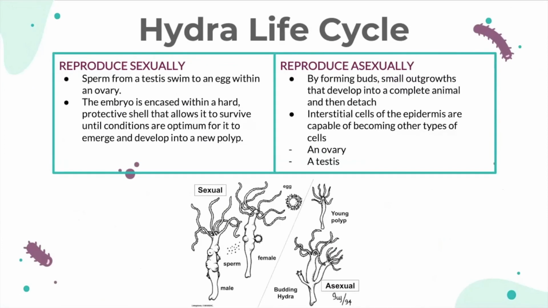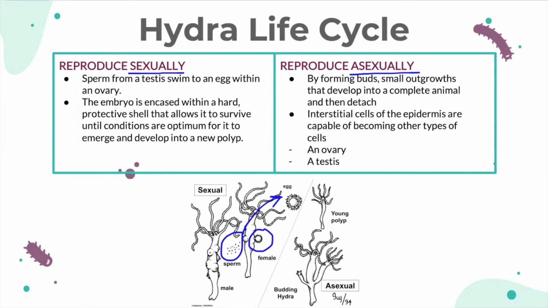Next, hydra life cycle. The hydra life cycle has two ways to reproduce, sexually and asexually. So we go for sexually. Sperm from a testis swim to an egg within an ovary. So this is the sperm that will swim to an egg within an ovary. The embryo is encased in a hard protective shell that allows it to survive until conditions are optimum for it to emerge and develop into a new polyp. So on the female hydra, it will be encased within a hard protective shell that allows it to survive until conditions are optimum to develop into a new polyp.